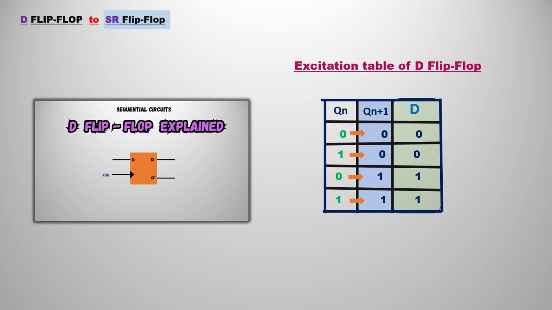We already know the basics of the D flip-flop. What is meant by D flip-flop? The input D is equal to Qn plus 1. You have observed there that the Qn plus 1 column highlighted in blue and the D column highlighted in green are the same. This is the basic property of the D flip-flop. So here, excitation means whatever the Qn may be, it will change to Qn plus 1, which is the same as D. With the help of this we are going to fill the SR flip-flop truth table.